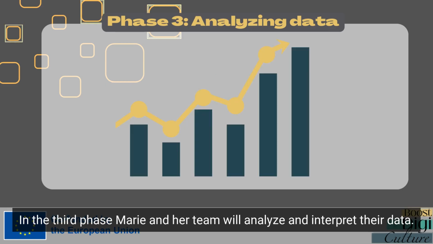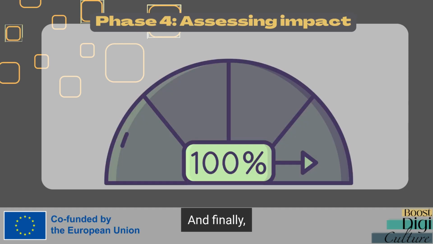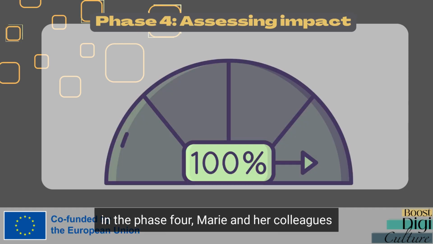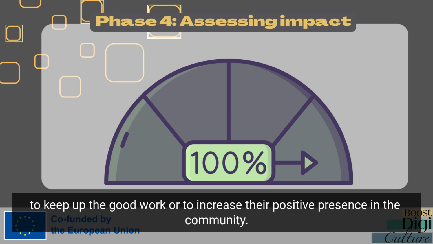In the third phase, Marie and her team will analyze and interpret their data. We talked about the basics of data analysis in our information and data literacy module. And finally, in phase 4, Marie and colleagues will evaluate the museum's impact and decide what steps to take next to keep up the good work or to increase their positive presence in the community.